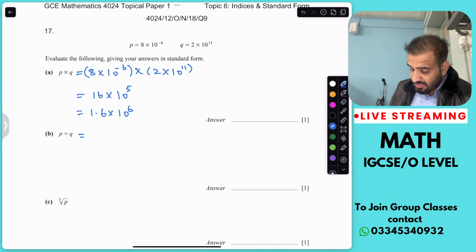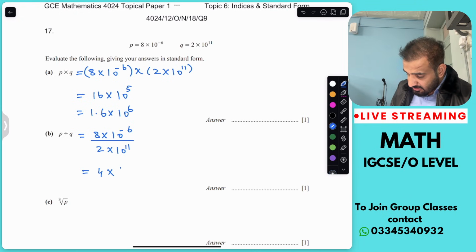P over Q, P divided by Q. 8 cross 10 raised to power minus 6 divided by 2 cross 10 raised to power 11. So 8 over 2 is 4. 10 raised to power minus 6 minus 11. So 4 cross 10 raised to power minus 17.